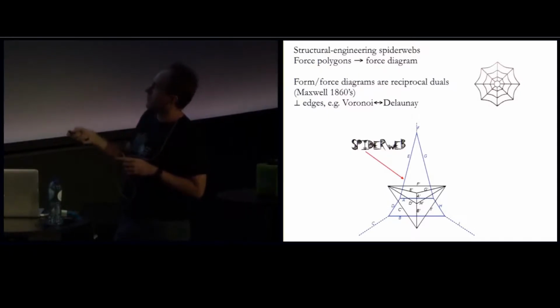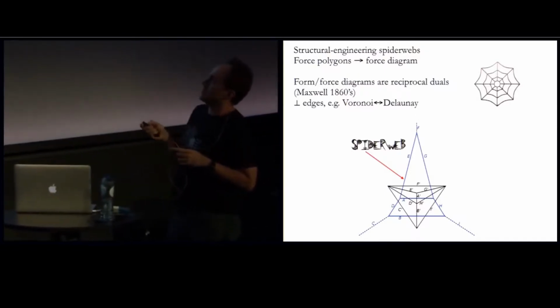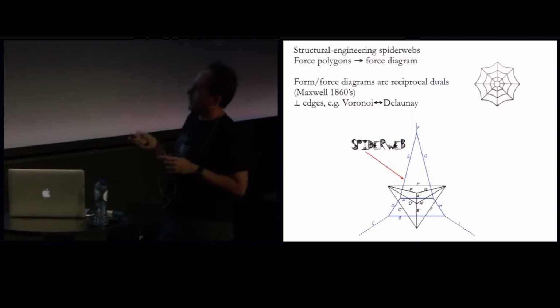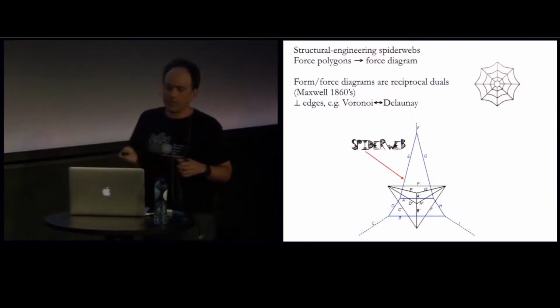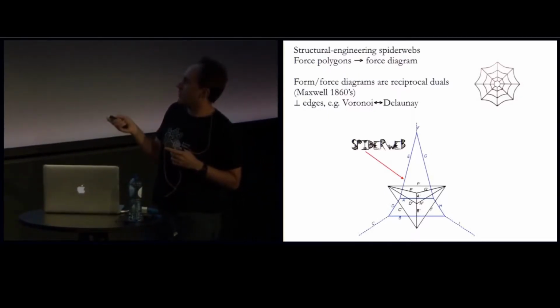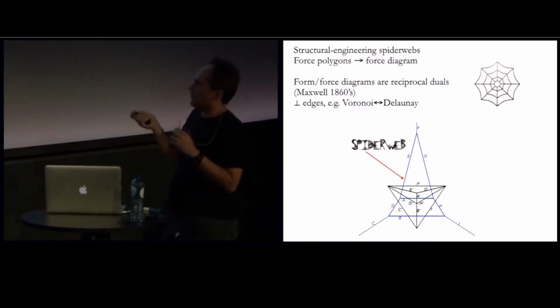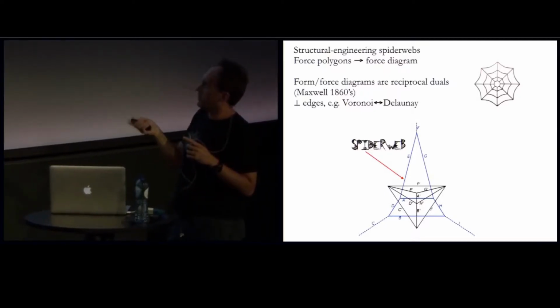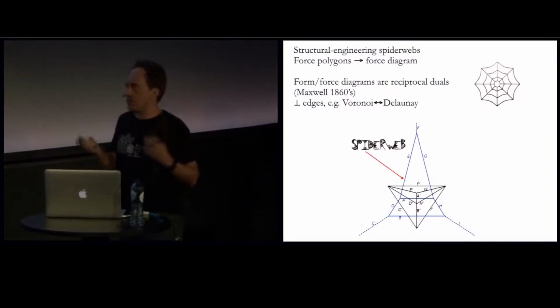So here, this blue thing is the original tessellation. That's what's called the form diagram in structural engineering, and the darker one is what's called the force diagram. In this case, it shows all of the forces acting on each of these threads of the spider web. There's one of these edges for each edge of the form diagram, and this tells you the forces on each of the members.